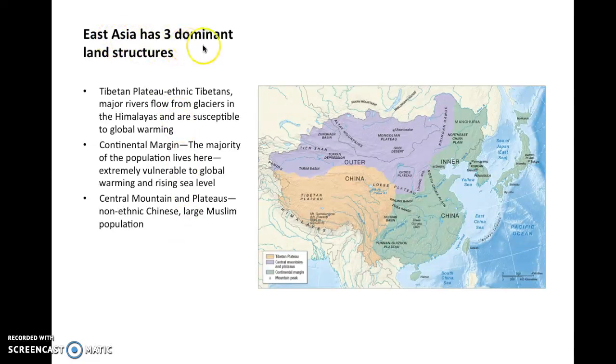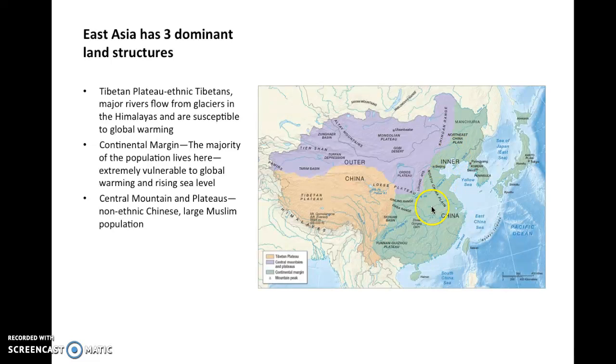East Asia has three dominant land structures. You have the Tibetan Plateau, which is this region right here. It's high, it's dry, a lot of snow, cold, slow growing period. This loess plateau, rich farmland through here, comes down through here. You see this region here is very low sea level.